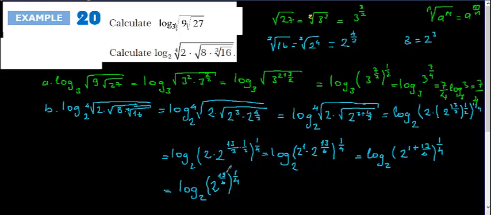If it is like that, power of power, we are going to multiply the powers. 1 over 4 times 19 over 6 is going to be logarithm base 2 to the power of 19 over 24. And this 19 over 24 can be written now in front of the logarithm sign, and it will be equal to 19 over 24 times logarithm base 2 of 2. Yes, logarithm base 2 of 2 is equal to 1. So the answer is 19 over 24.